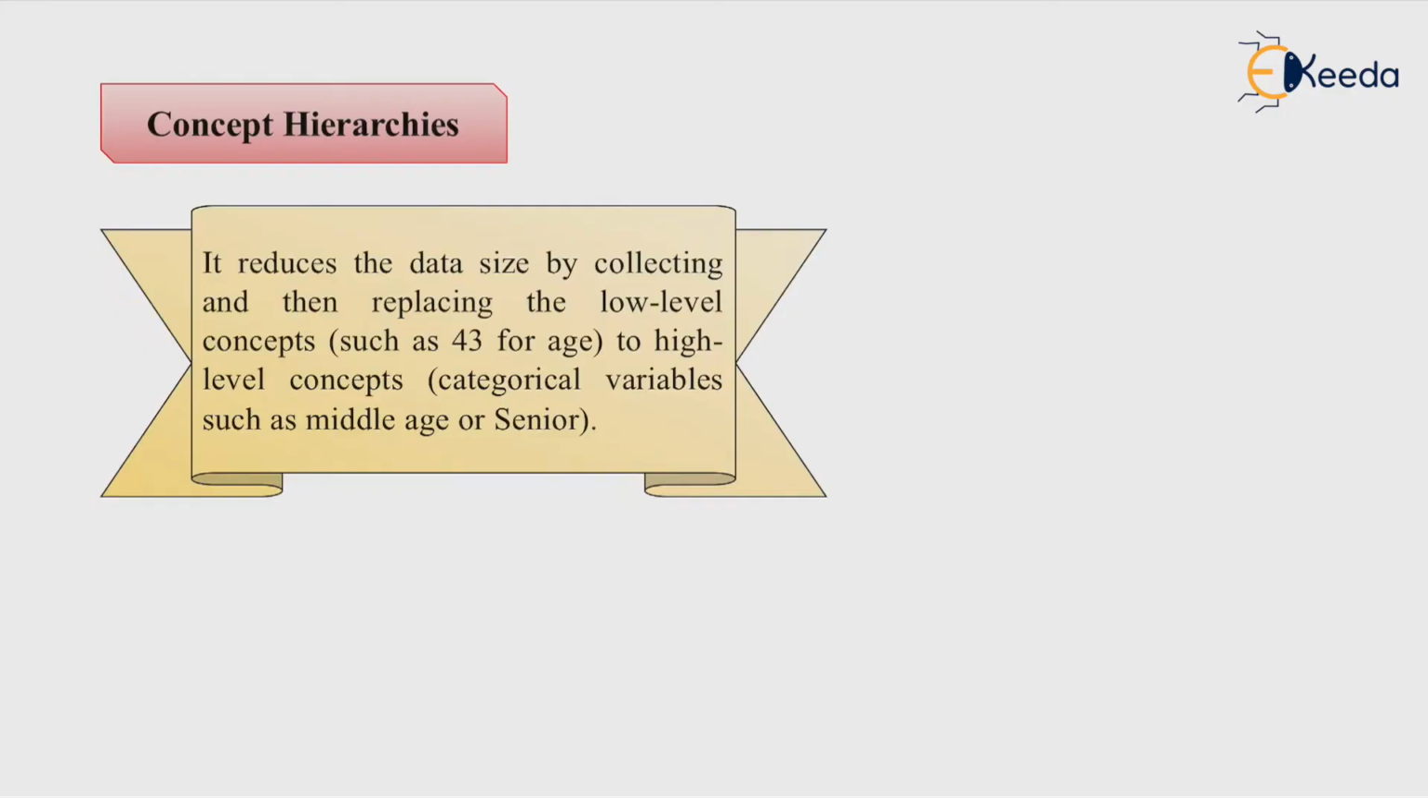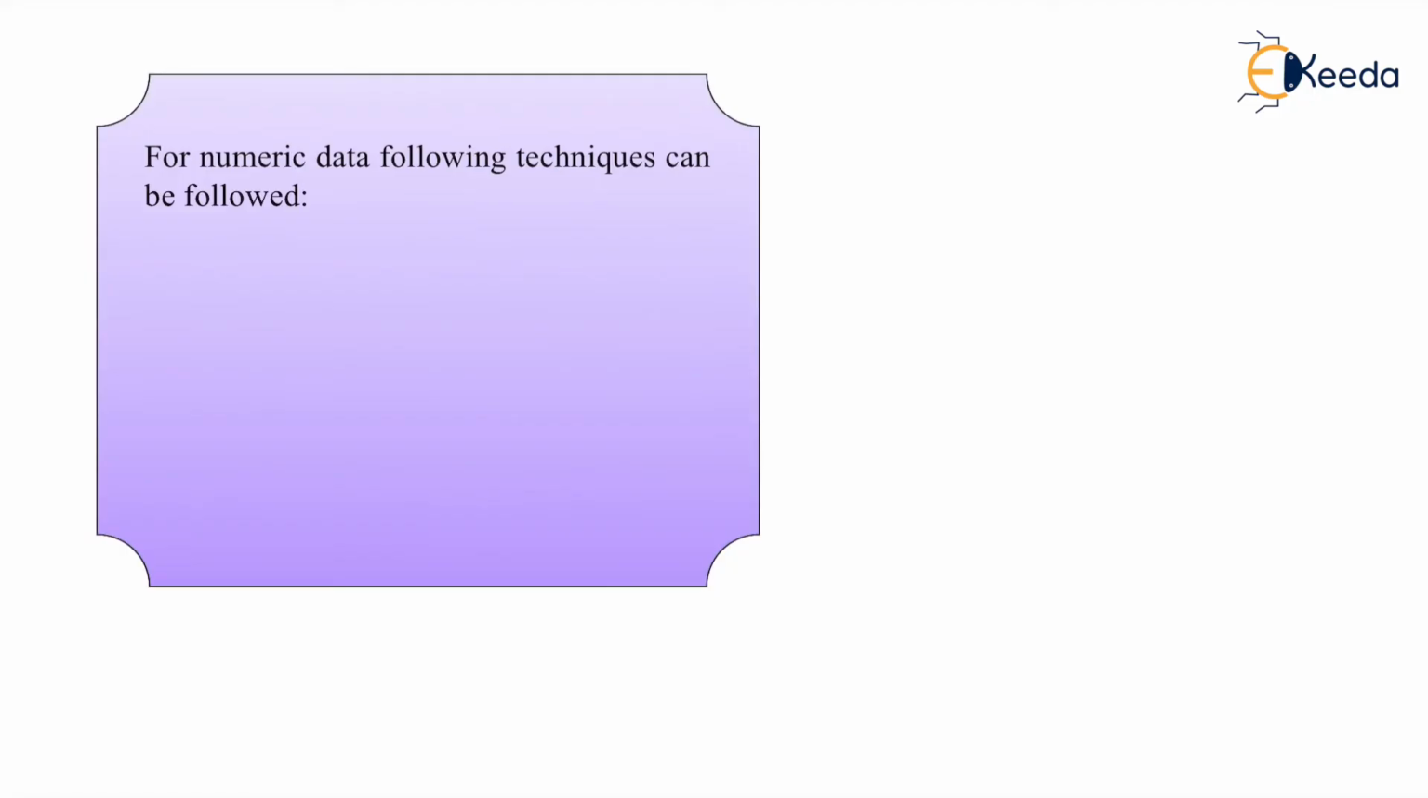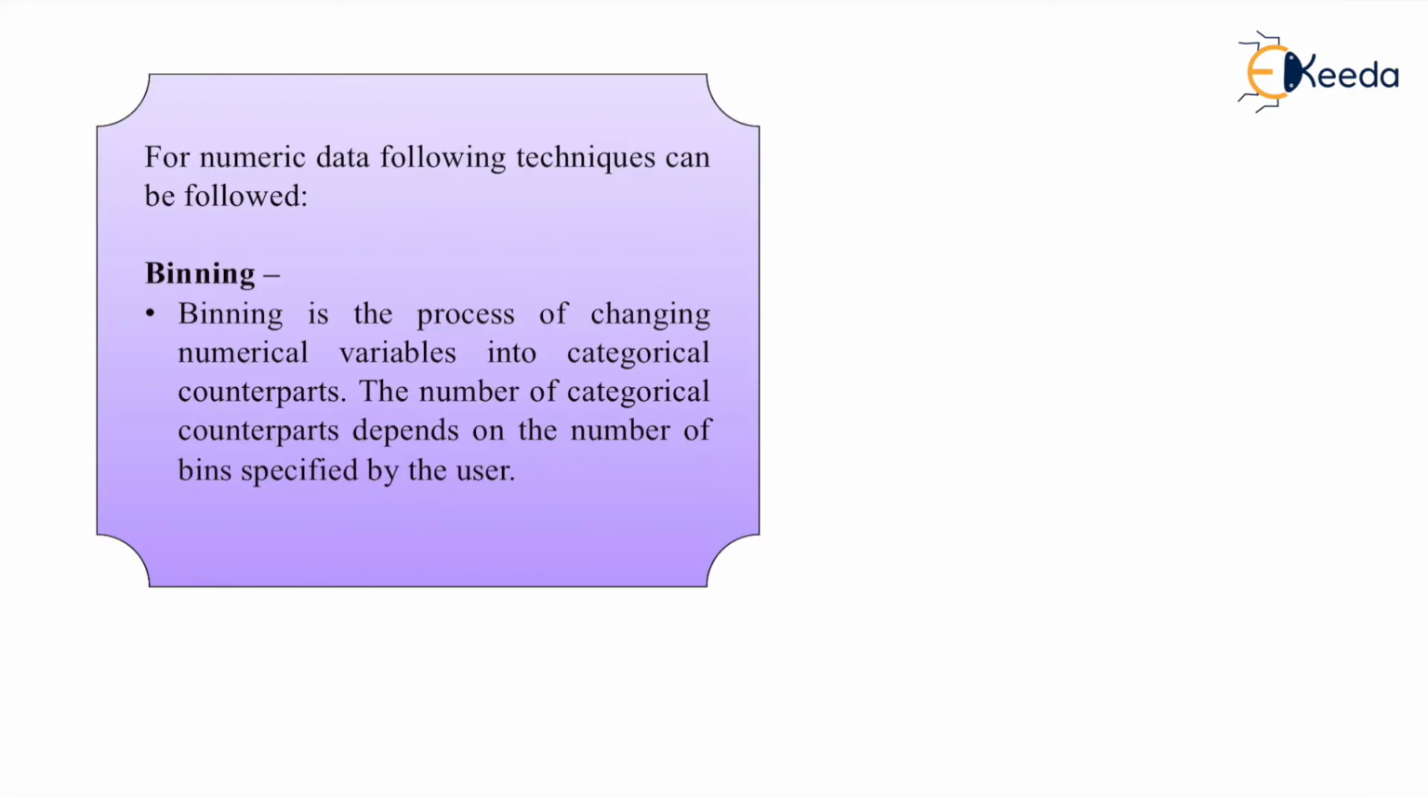The concept of hierarchies reduces the data size by collecting and then replacing low-level concepts such as 43 for age with high-level concepts such as categorical data like middle age or senior age. For numeric data, the following techniques can be followed, like binning. Binning is a very important concept for decision tree classification. Binning is the process of changing numerical values into categorical counterparts. The number of categorical counterparts depends on the number of bins specified by the user.